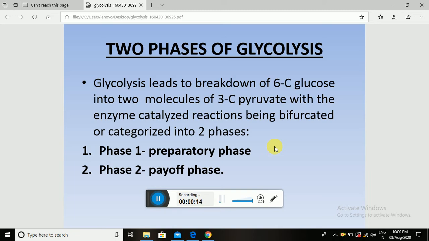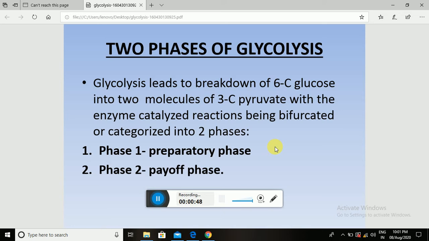When glucose breaks down into two molecules of 3 carbon pyruvate, different types of enzymes are involved in the different phases. These enzymes can convert the 6 carbon glucose into two molecules of 3 carbon pyruvate. Glycolysis means lysis, the breakdown of glucose. But in this breakdown, there are different phases.